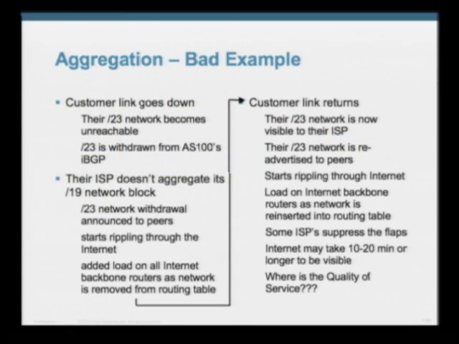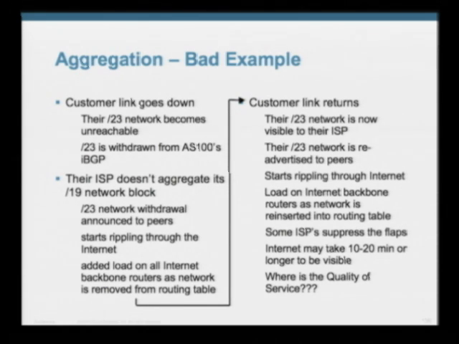Okay. So what happens in reality? Customer link goes down, the /23 is unreachable, it's withdrawn from the iBGP. The ISP doesn't aggregate at all, so the withdrawal message goes out to all other 35,000 autonomous systems or whoever's got a full BGP table, and they all see the withdrawal. That means load on the backbone routers, and that was the intention of flap damping in the early to mid-90s, to stop this sort of thing happening.